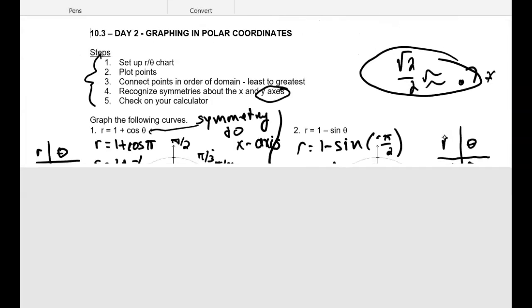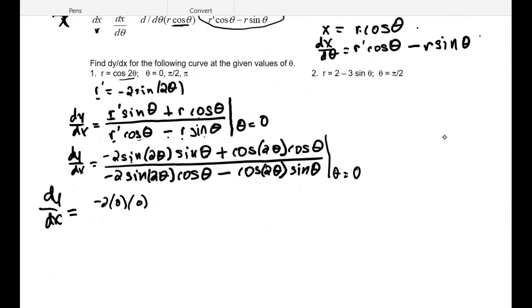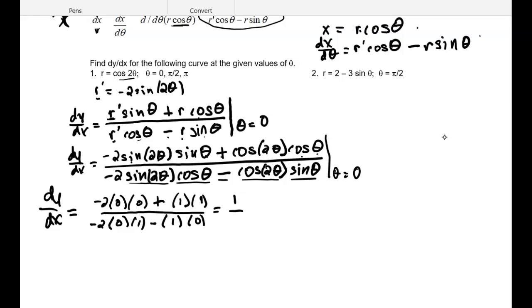Plus cosine of 0 would be a 1 times another cosine of 0, which is a 1. So what we see is our numerator is a 1. In your denominator, we would have negative 2, and then again, sine of 0 is 0. Cosine of 0 would be a 1, minus cosine of 0, 1, sine of 0, 0. So what we end up with in our denominator is a 0. So this slope ends up being undefined.